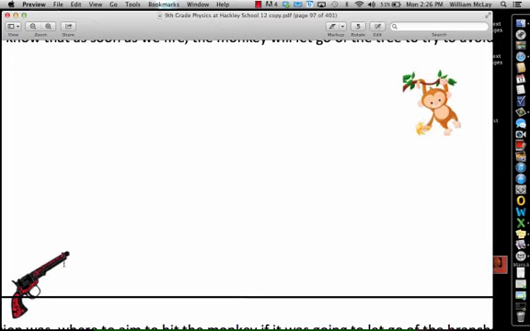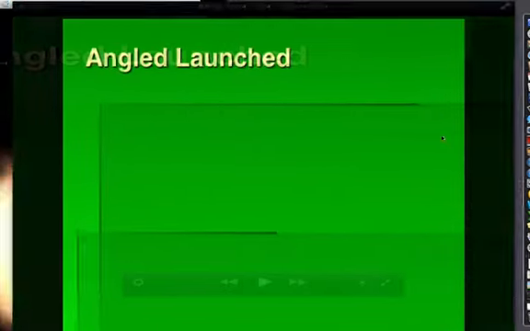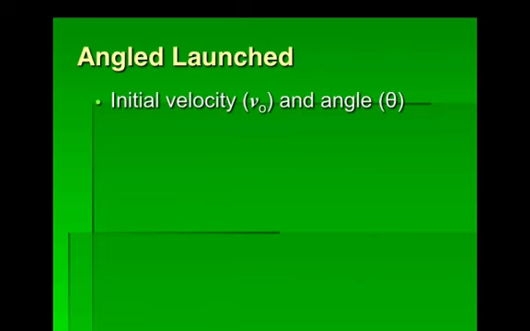Now you'll notice that where before we talked about firing something horizontally, and we know we had to aim at the monkey if we were at the same height, now we're down below the monkey and we're firing at an angle. So what do? Well, this situation is known as an angled launch. And that is because you're firing something with an initial velocity at some sort of angle.